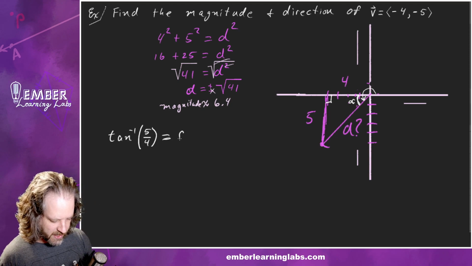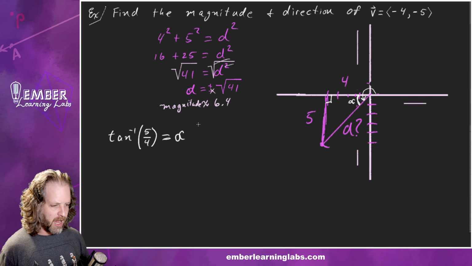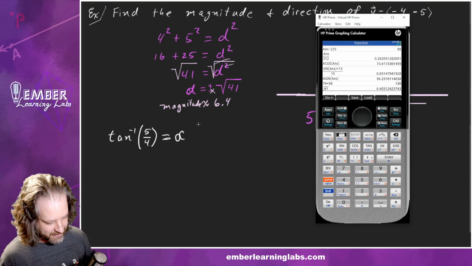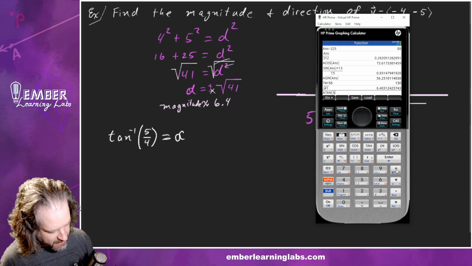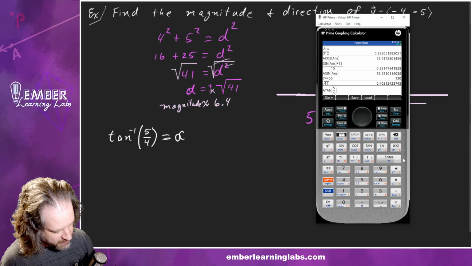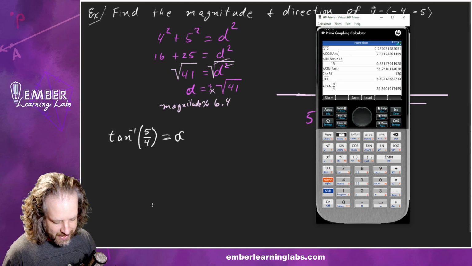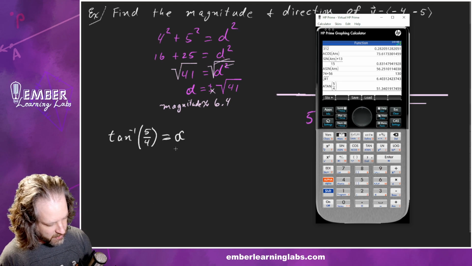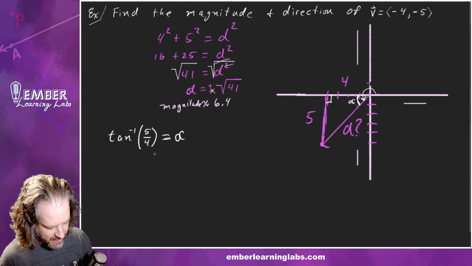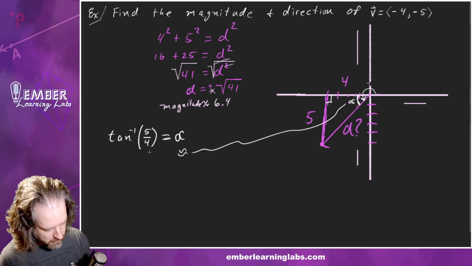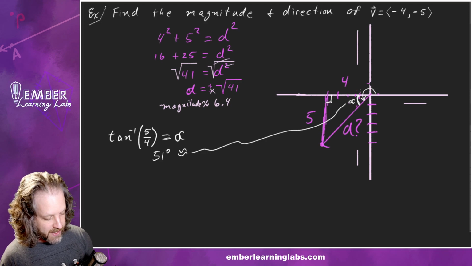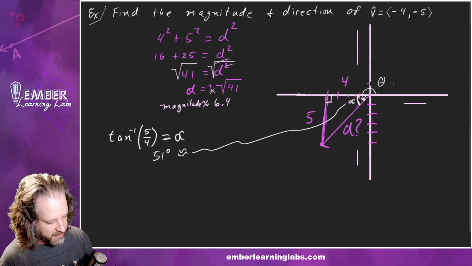Then we're going to pump it into the calculator. So the inverse or arctangent of 5 divided by 4, are we in degrees? Yes, we are. Enter, is about 51 degrees. So this alpha measure, this one right there, is about 51 degrees. So how would we find this full theta right there?